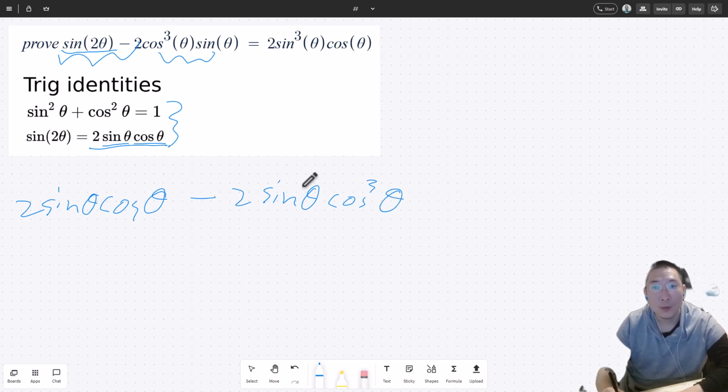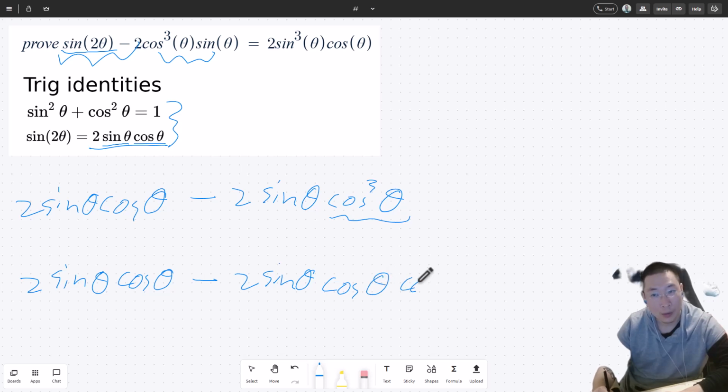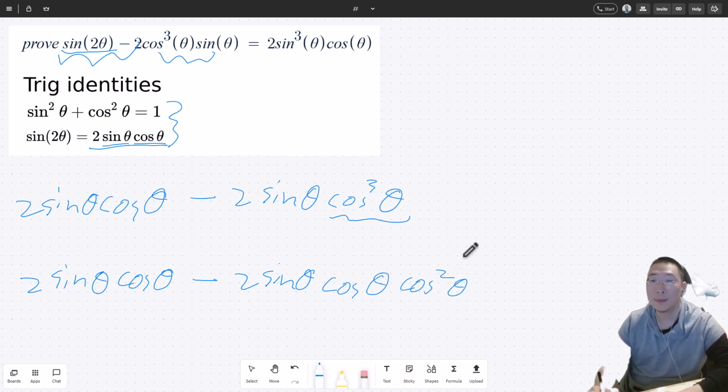If we notice, we have 2 sine cosine theta and 2 sine cosine cube theta. So now if we factor this out, cosine cube theta becomes cosine theta times cosine squared theta. We can actually get 2 sine theta times cosine theta on the right variable here in the next step. Okay, so it's pretty easy. Let's do 2 sine theta times cosine theta minus 2 sine theta times cosine theta times cosine squared theta, right? That makes sense. Pretty basic, pretty easy.